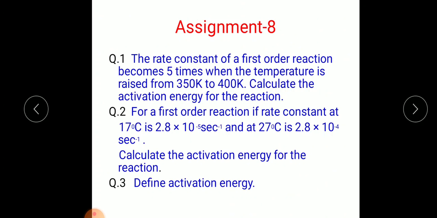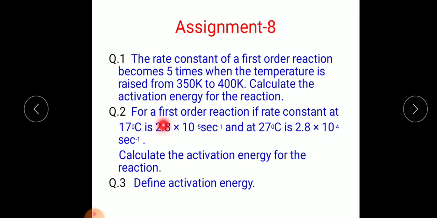Now the assignment for today, a similar type of question. The rate constant of a first order reaction becomes 5 times when the temperature is raised from 350 Kelvin to 400 Kelvin. Here the rate constant is not given, so you can assume the first rate constant as x, and K2 becomes 5x, with temperatures T1 350 and T2 400. Calculate the activation energy of the reaction. So using the formula you calculate the value for EA.